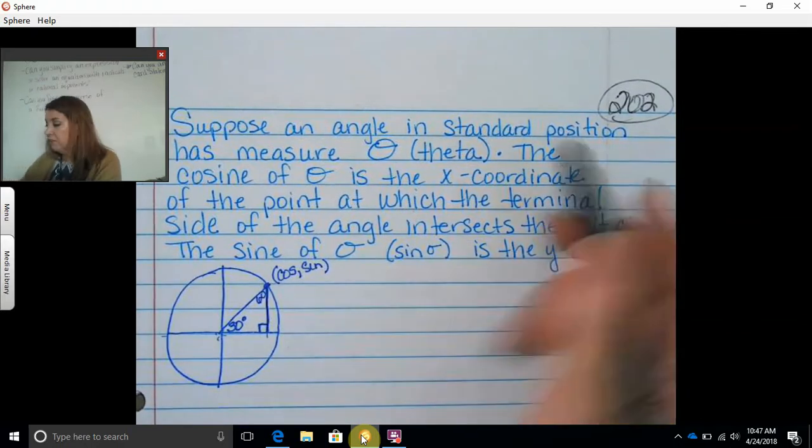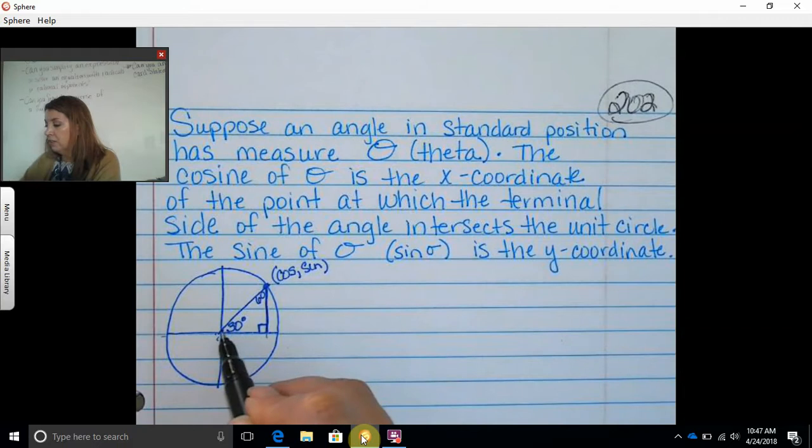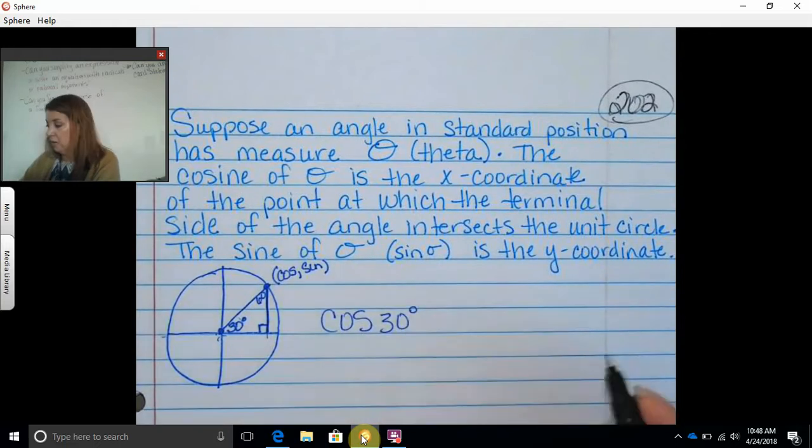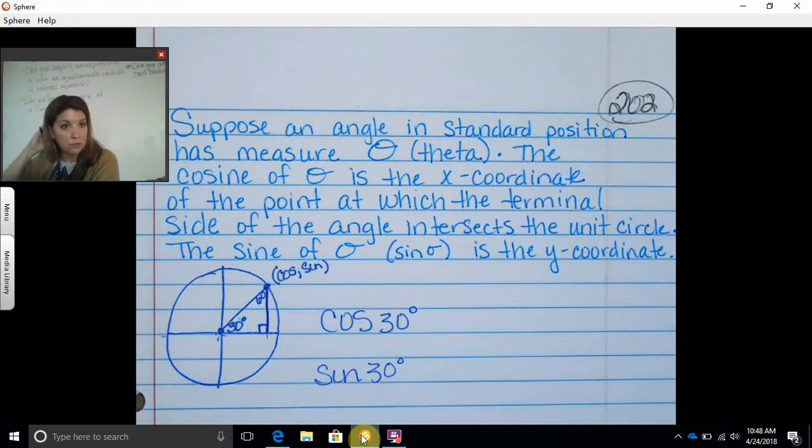Where we are finding the cosine of whatever this angle is that's on the origin, that's what we're finding the cosine and the sine of the 30-degree angle, okay? So we're finding the cosine of 30 degrees and the sine of 30 degrees. That's my theta. That's the angle I'm referring to, whichever angle is formed at the origin.